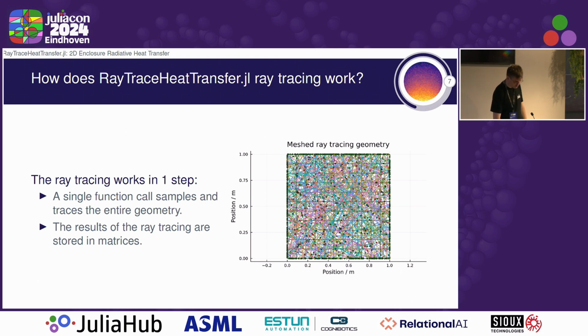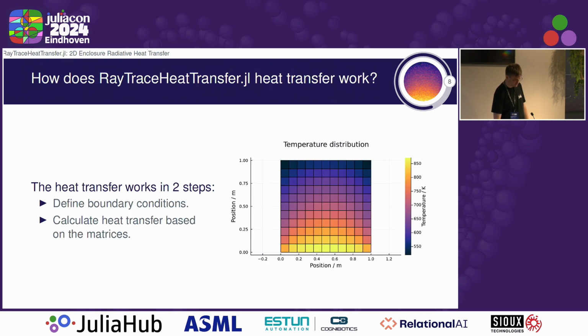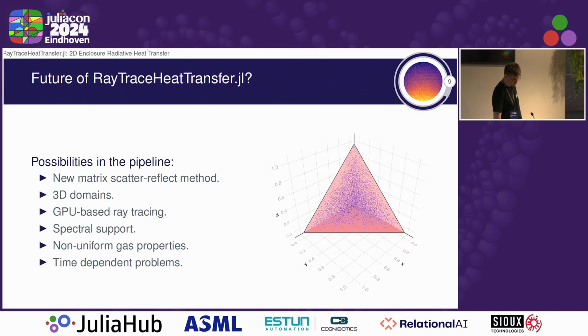And in this picture, I think I traced what? Okay, I traced 2 per emitter, and in general I trace millions to get accurate results. Then lastly, the heat transfer works by using the matrices to do heat transfer calculations.